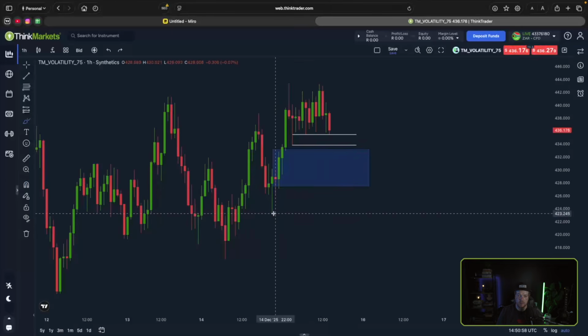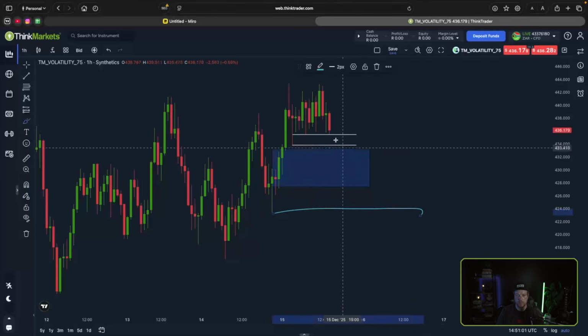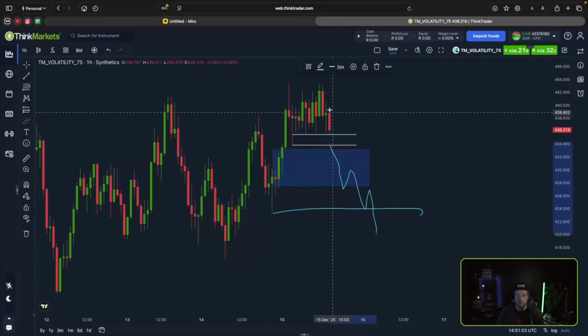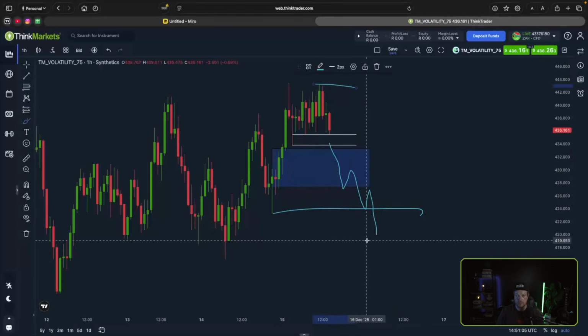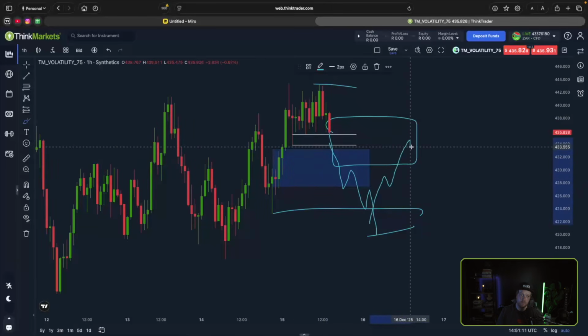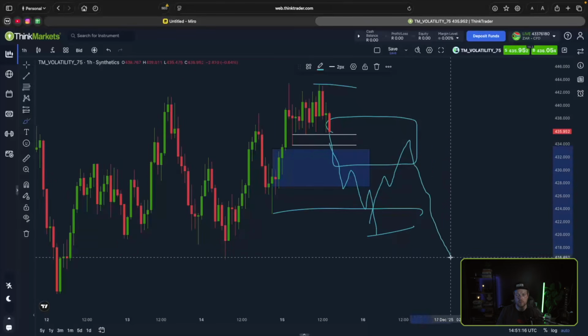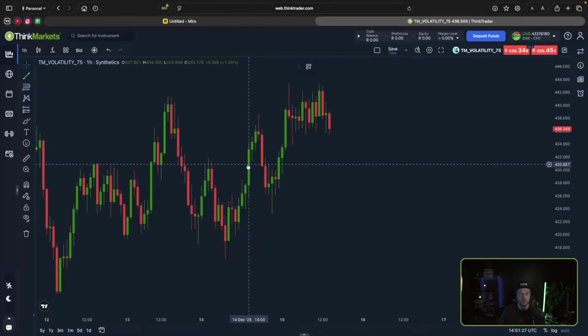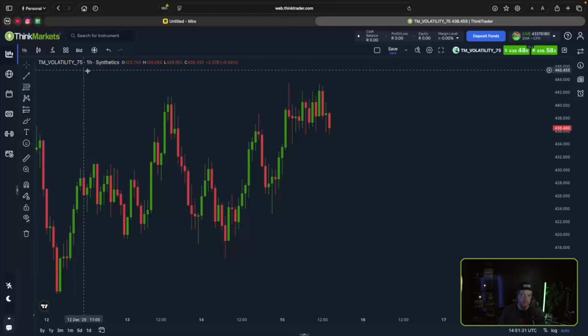If we take out this low, price can come down. We draw our fib then from this high to this low. We want to identify our zone, and then we want to wait for the same thing on the lower time frame, and then we're going to target the low right over here. So currently there's two possibilities that I'm looking for on Volatility 75 on ThinkMarkets.